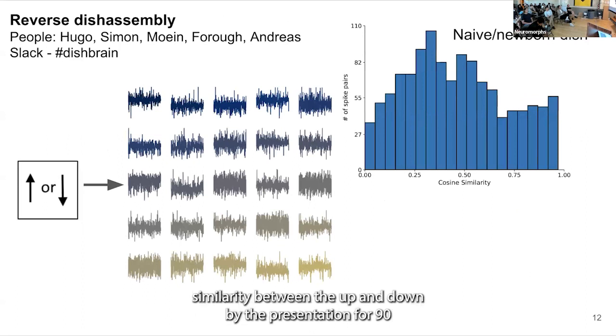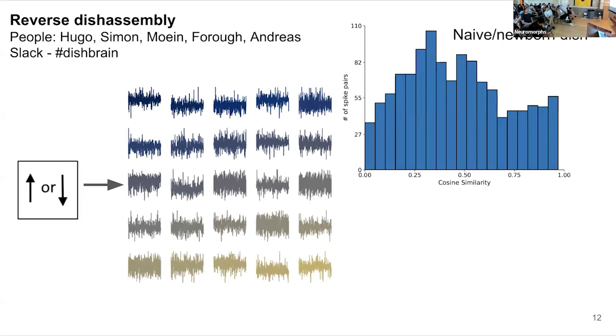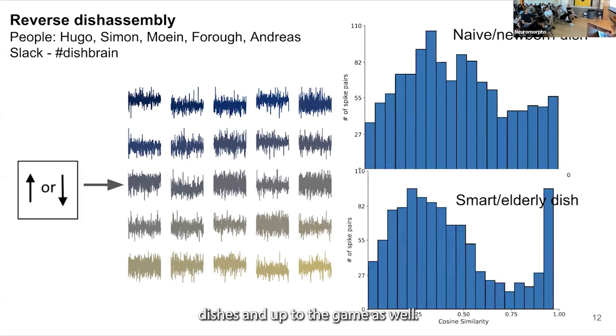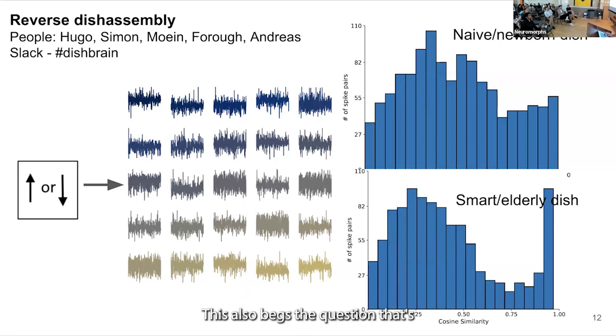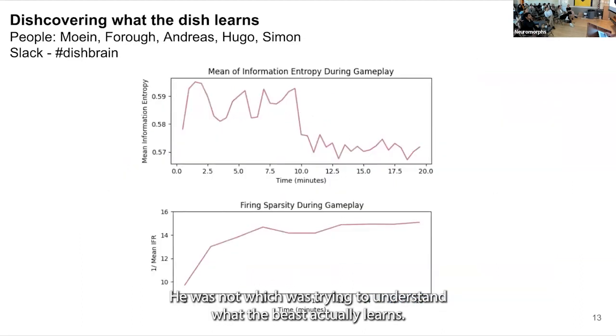This is the cosine similarity between the up and down paddle representation for naive dishes. And after the dish has learned, it learns how to split its representation to be a bit more dissimilar. This also begs the question that Andreas and the people of the Cortical Lab have been working on, which was trying to understand what the dish actually learns.